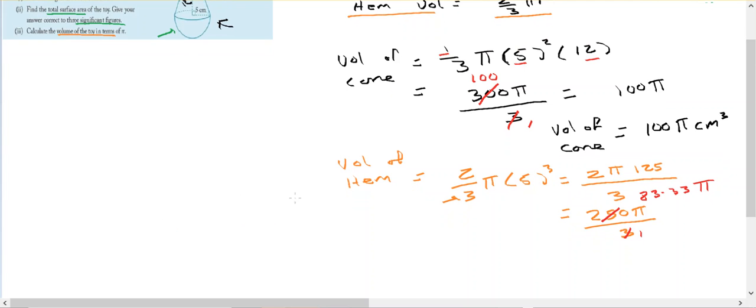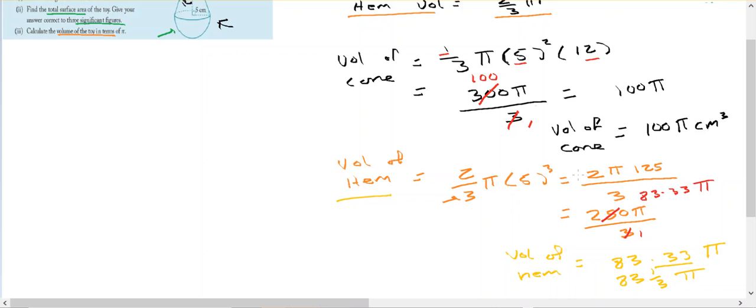So the volume of the hemisphere, it works out. The volume of the hemisphere is equal to, in terms of pi, 83.33 pi. And 0.33 is a third. So you could write it like this: 83 1/3 pi. That's just where we've converted this decimal into a fraction.